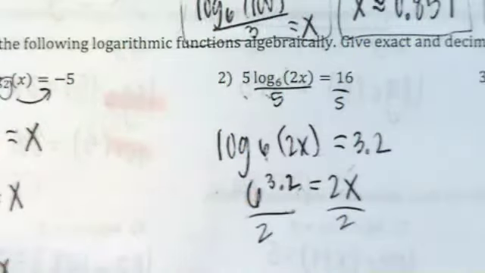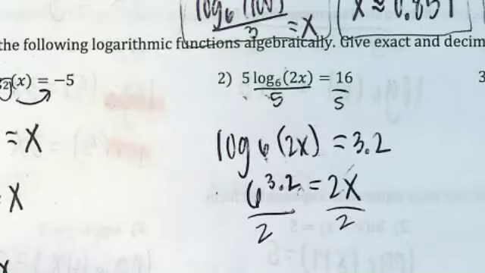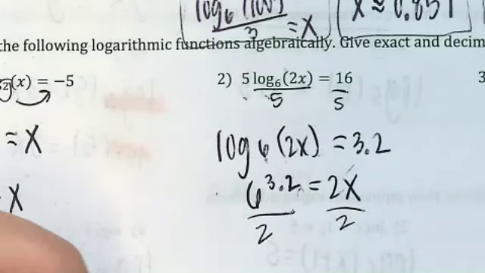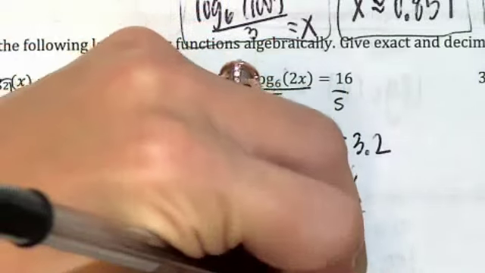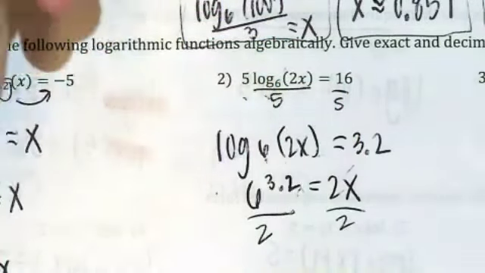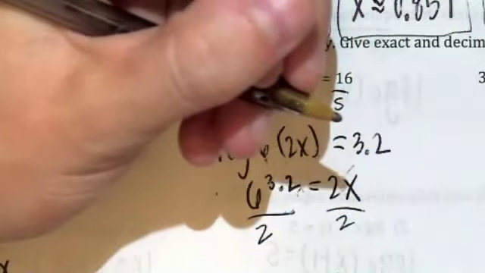So 6 to the 3.2 divided by 2 is technically the most exact way to write this answer. But if you want to put it in your calculator, I get, I'll go to 3 decimal places, 154.545.